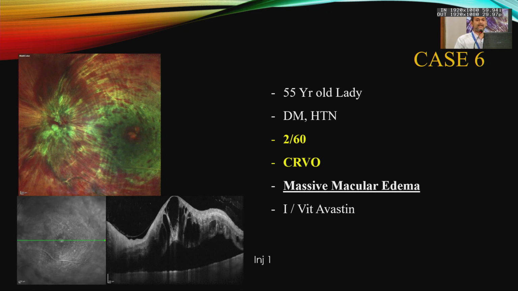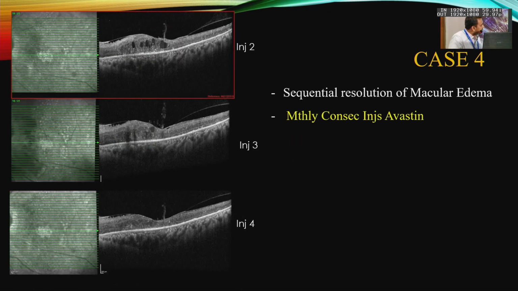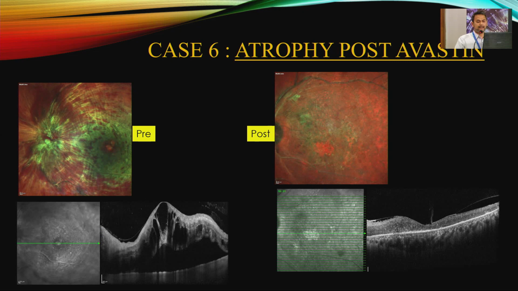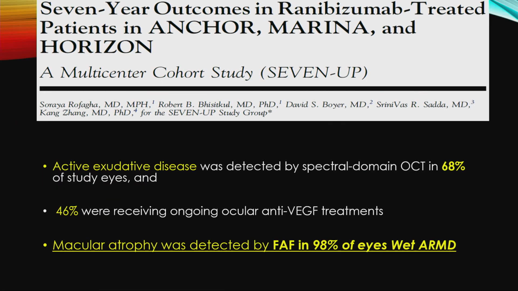So another patient with central retinal vein occlusion underwent multiple intravitreal injections. As you can see, after the 6th injection, it has settled down. But after 6 months, the macula is very dry and flat. There is an RPE atrophy. So this is also a known complication, RPE atrophy, following multiple monthly anti-VEGF injections.